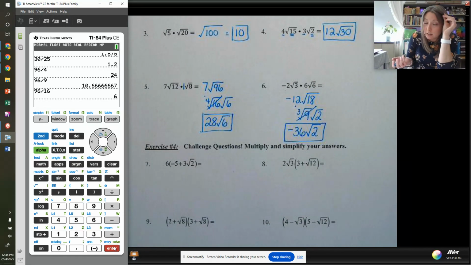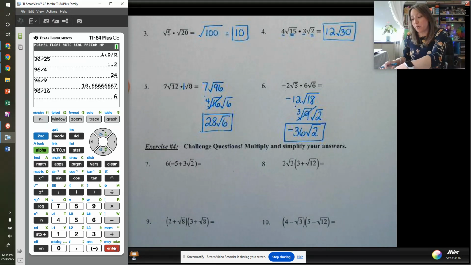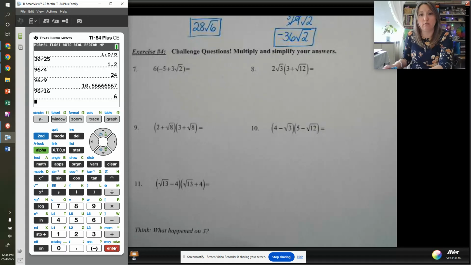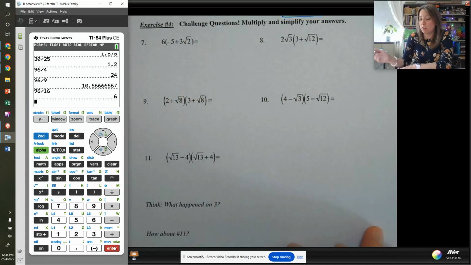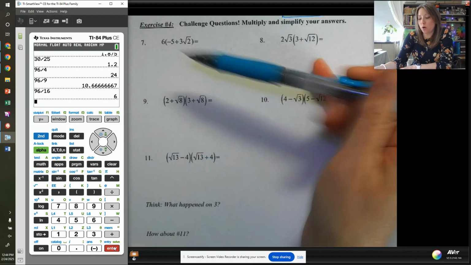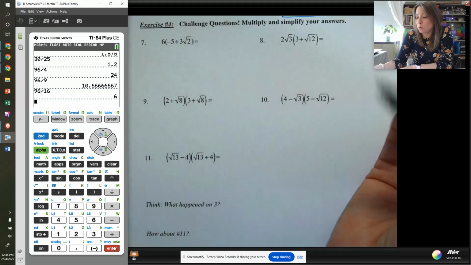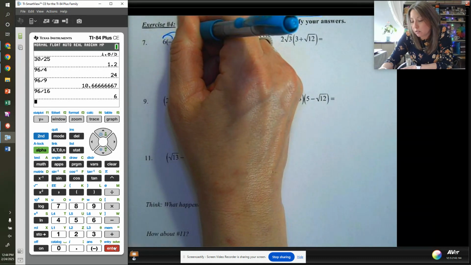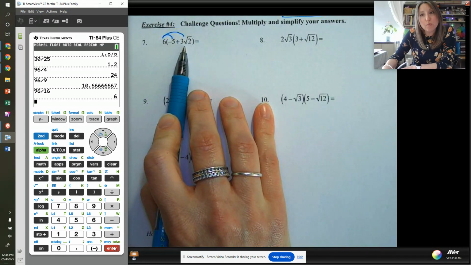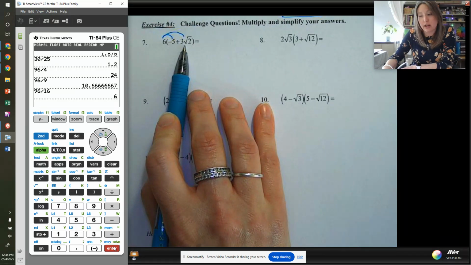Now, really, this is all I personally expect from you. However, let's look at a few slightly more challenging questions here, just to see if we can get the gist of what's occurring when we're multiplying radicals, okay? So, in exercise 4, number 7, we're looking at distributing a 6 when one of the two numbers in the parentheses has a radical attached.